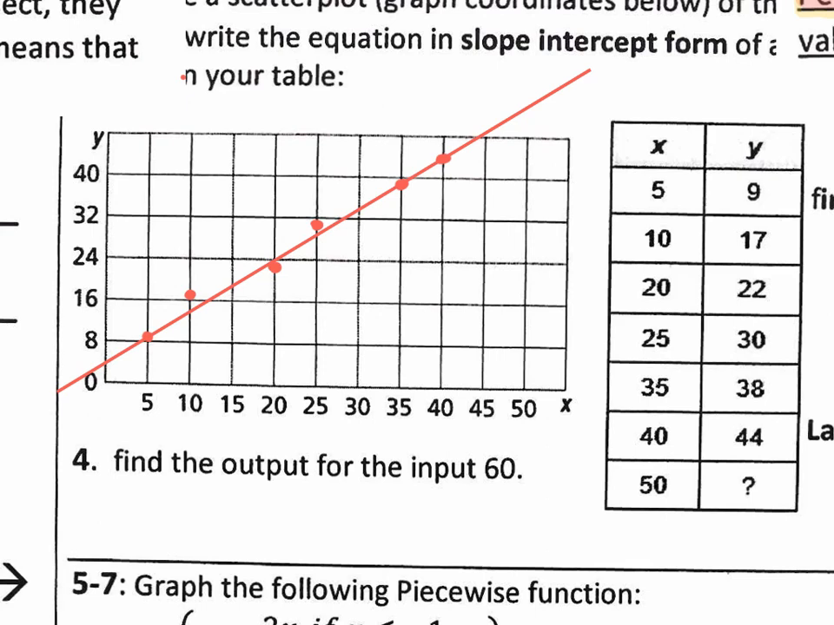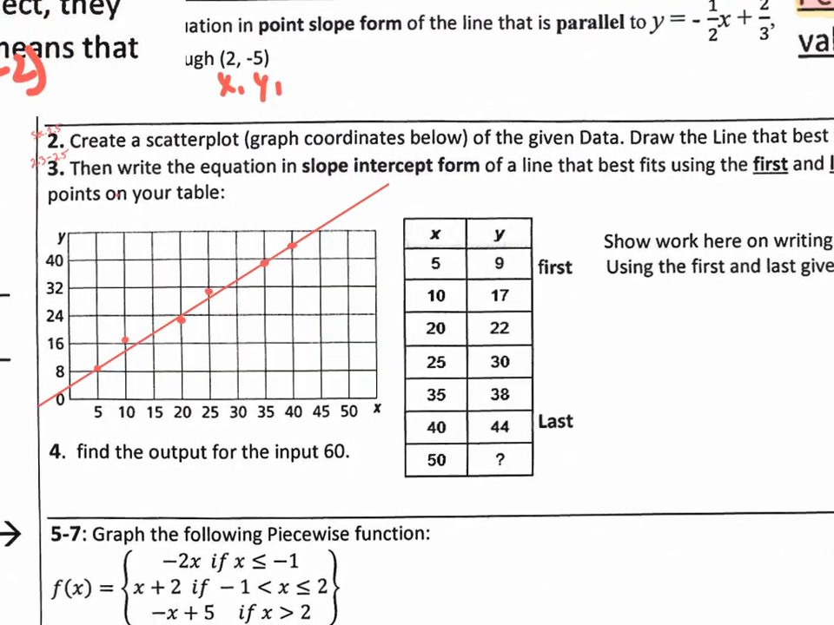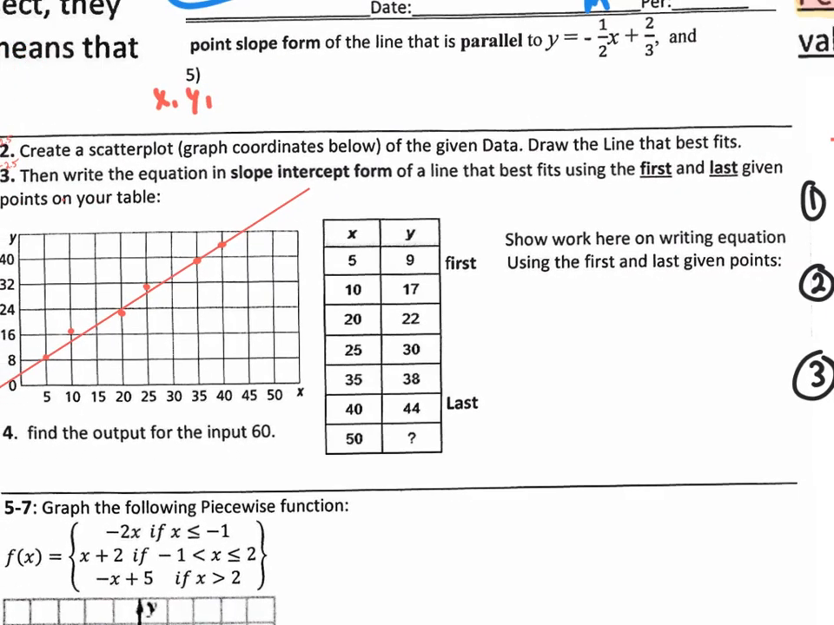Any questions on that? Now, let's say you don't conclude that. As long as you're able to read instructions, you should figure that out. Why is that? Because if you continue reading, it says, then write the equation in slope-intercept form of the line that best fits using the first and last points on your table. So I'm specifically telling you right here to use the first point given to you, which is 5, 9, and the last point given to you, which is 40, 44. Not only that, I write the word first and I write the word last. Right? I'm telling you what to do here.